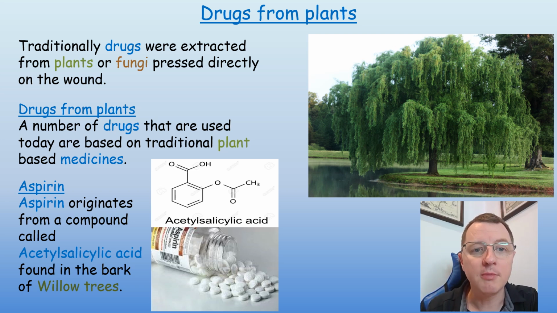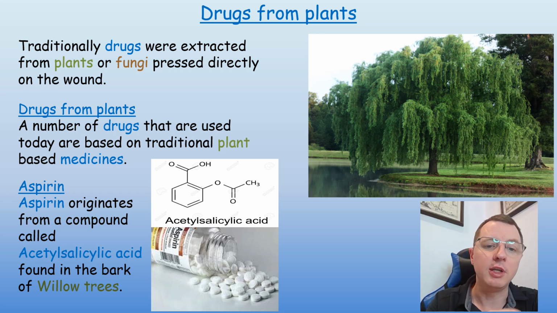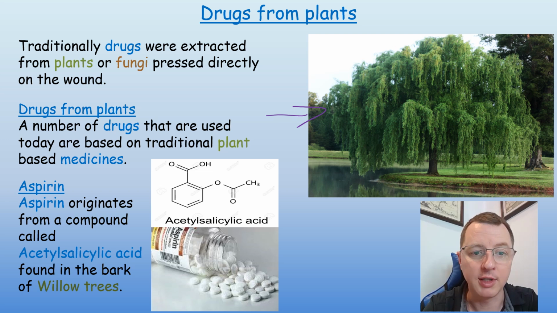So traditionally drugs were extracted from plants or fungi and pressed directly onto a wound that you may have been suffering with. One example of this is the medicine traditionally derived from the willow tree, and we've got a willow tree here. So the bark of the willow tree would have been given to people to chew or to place on their foreheads if they were suffering from a headache.